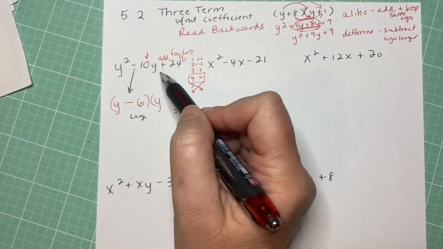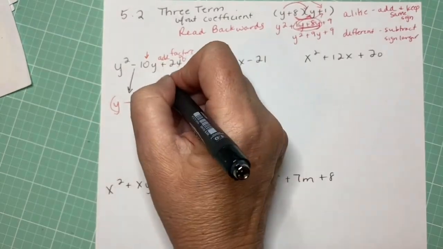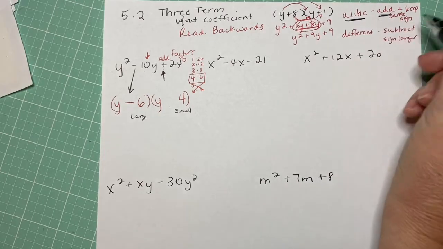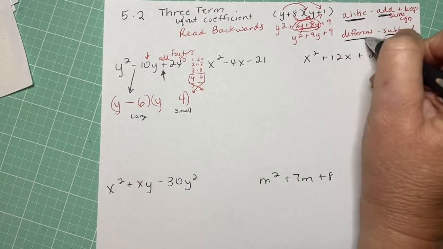And then we look up. This sign does not come down. We look up at adding. And when you add, the signs are alike. And when you subtract, the signs are different.